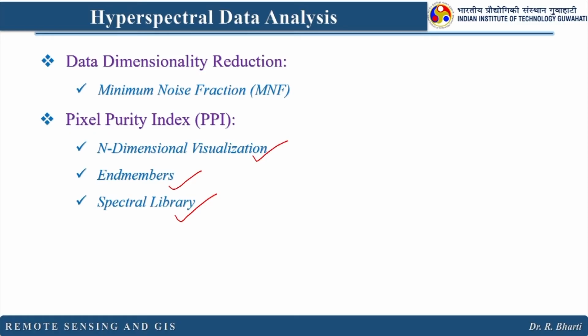The spectral library can be from your image-derived end members, or maybe from the field measured spectra. In both cases we will have one known and unknown. So finally we will be using some classification technique and we will classify our hyperspectral image into several classes.